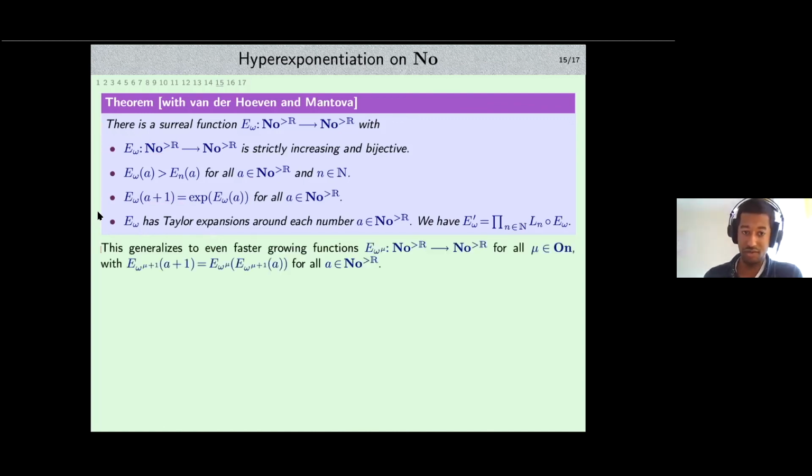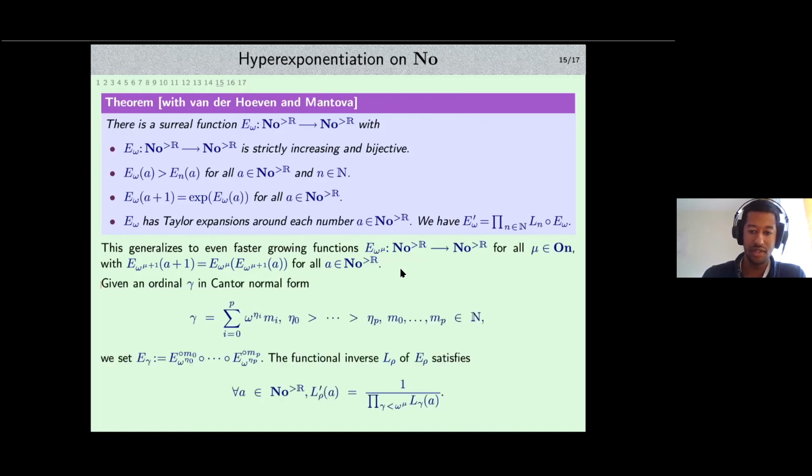We can generalize this to even faster growing functions that I call e omega to the mu, so these are indexed by ordinals, which satisfy the same equations, but instead of having just x here, you have omega to the mu. So really, really, really fast-growing functions. And you have sort of natural ways to define the derivative of those functions.